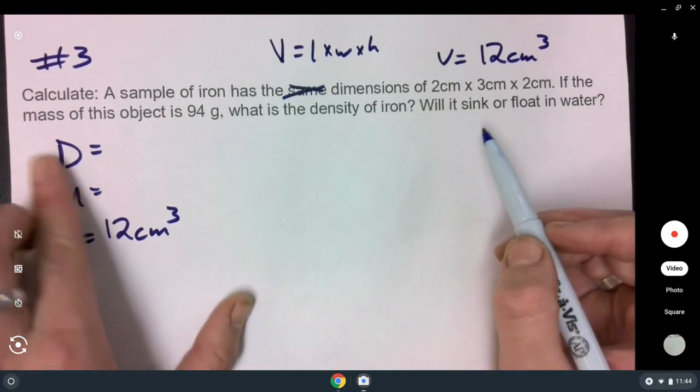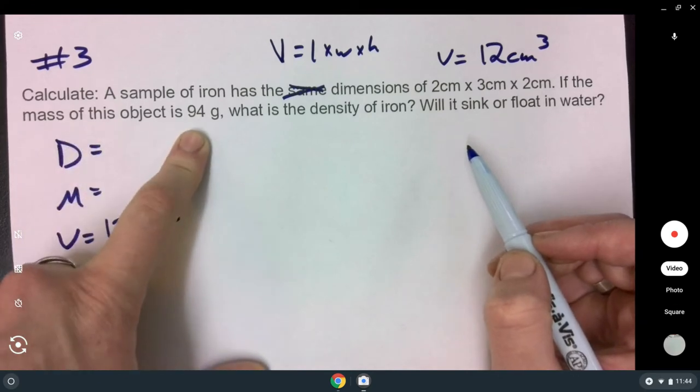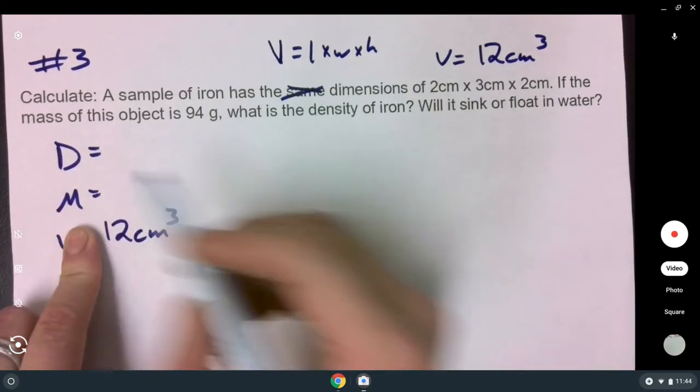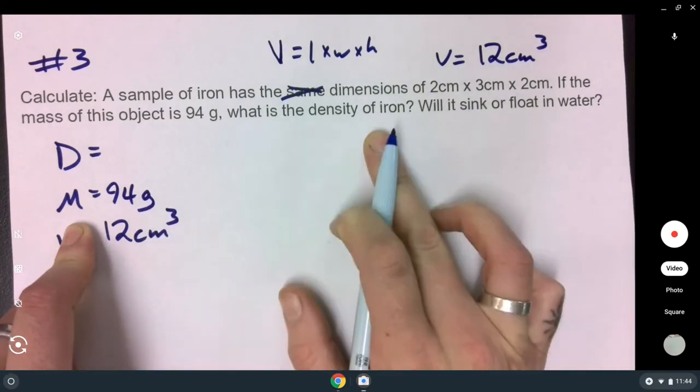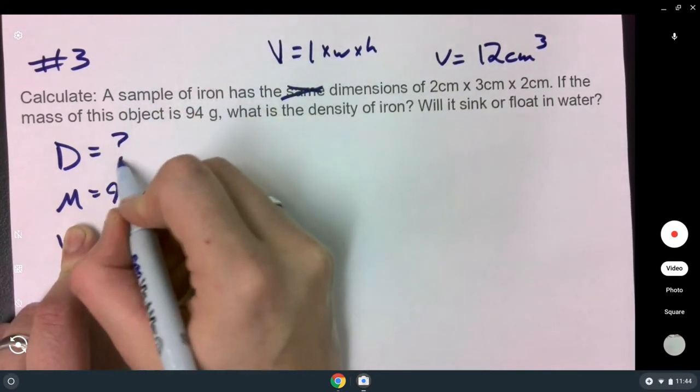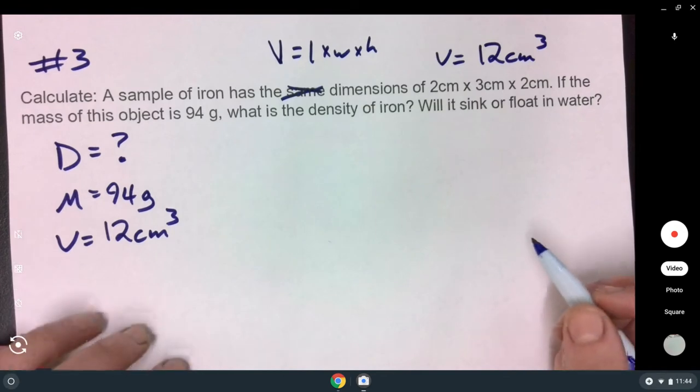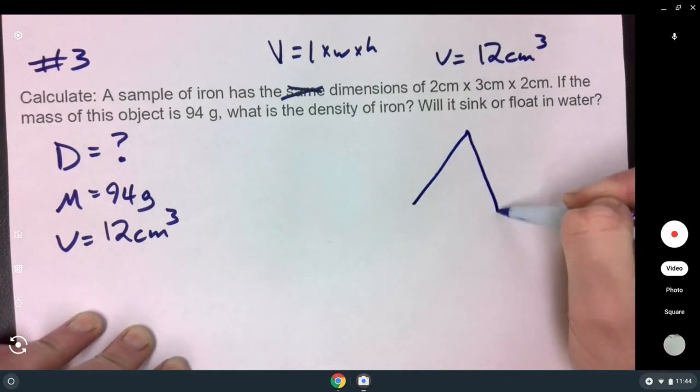Okay. And it says the mass is 94 grams. So mass of 94 grams. And then it says, what is the density? So that's the one we're solving for. Again, make our density triangle.